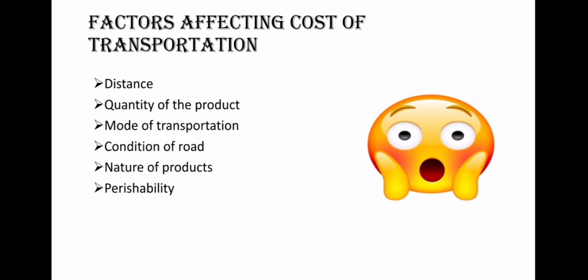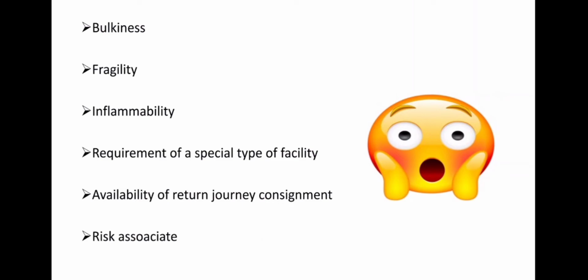The cost of transportation varies with the mode of transportation, for example, bullock cart, tractor, truck, railway, etc. Condition of the road: the cost of transportation is less where metal or tar roads have been constructed than in places where gravel road exists. Perishability, nature of products: bulkiness, fragility, inflammability, requirement of a special type of facility, for example for livestock and milk. Risk associated, availability of a return consignment.